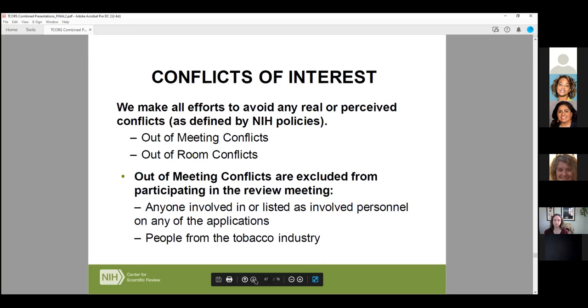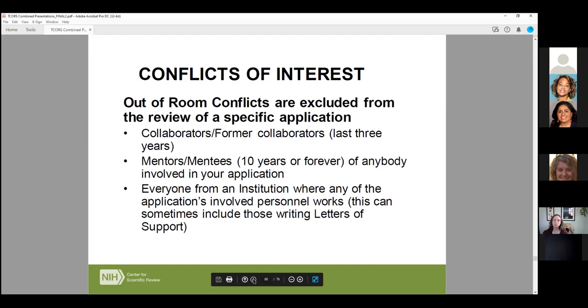Next slide, please. Out-of-room conflicts means that anyone who collaborates or knows people that are listed on an application would not be allowed to review the specific application or score it. These are important to keep in mind because, especially with these really, really large projects, this can include even people who write letters of support or have very minor roles. If there is a person who knows that person, they will not be allowed to review the application.